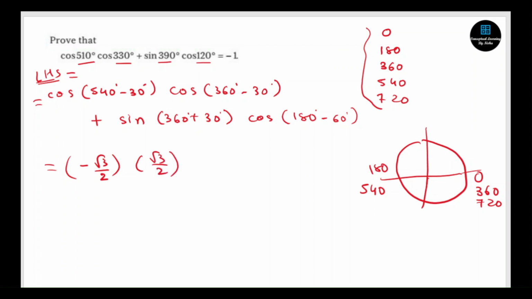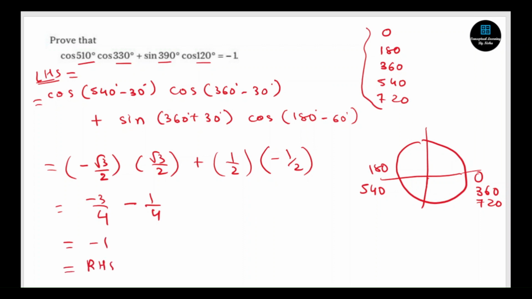I get this value. Then plus sine 360 plus 30, so first quadrant. First quadrant sine 30, I'll get 1 over 2, and cos 180 minus 60, again second quadrant. Cos is negative, so what do we get? Minus 1 over 2. So when I simplify this, I'll get minus 3 upon 4, then minus 1 over 4, and this gives me minus 1. So this is nothing but RHS. I hope you understand how to figure it out, right?